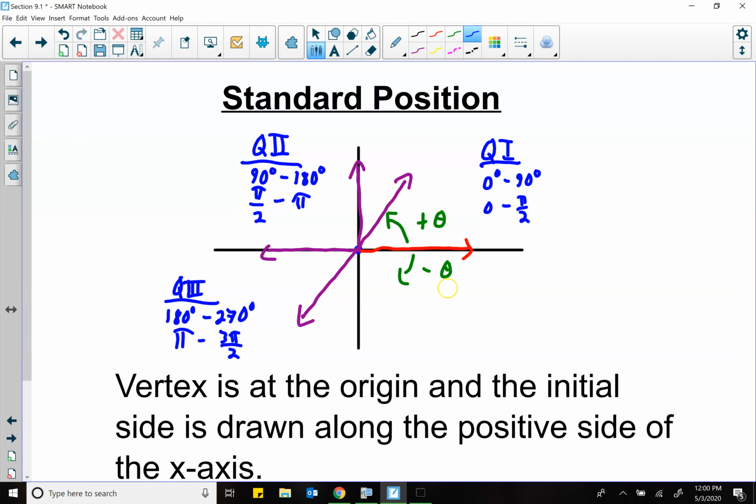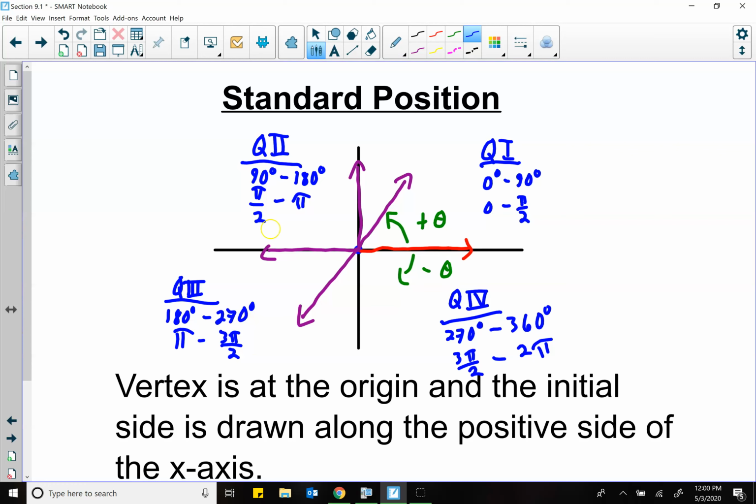And then last but not least, quadrant 4, you have 270 degrees to 360 degrees, or 3 pi over 2 in radians to 2 pi. There you go. Just to give you some idea of where certain angles go.